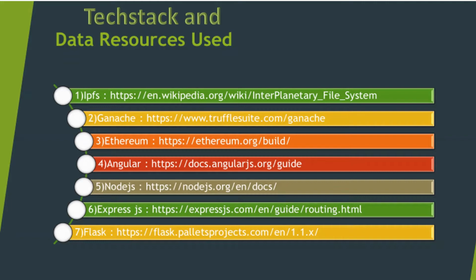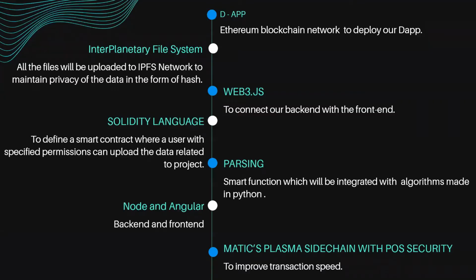Now coming to how we are implementing this. We will be making a dApp on the Ethereum blockchain network. We will be writing Solidity for that, and then we have IPFS connected to our dApp, which would be storing all the files and creating unique hashes for the documents. Then our dApp would be connected to the blockchain network using Web3.js.